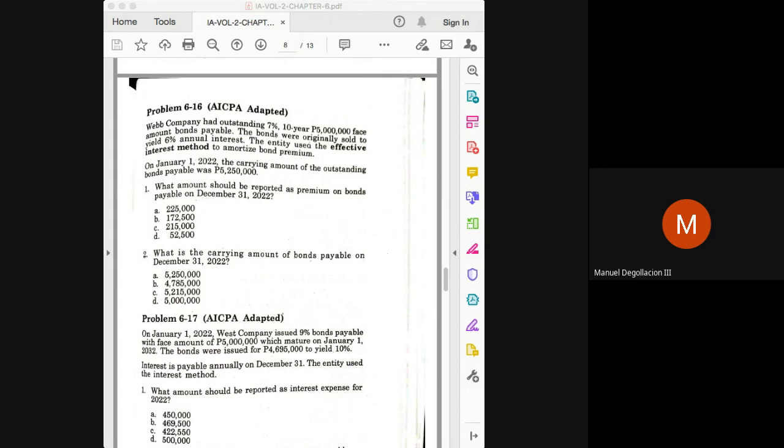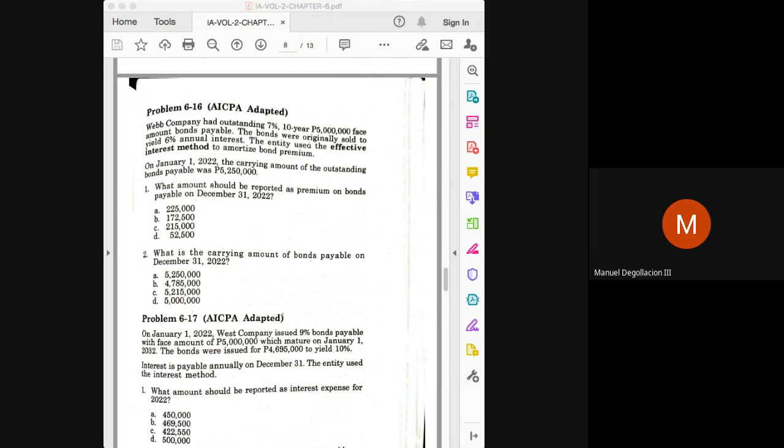Under the effective interest method, the amortization was 35,000, but under the straight line method, for year one, it is 25,000. Okay, and then knowing that the amortization of the premium is 25, we would then be able to solve for the correct amount of interest expense. Okay, so again, you treat the amortization of the premium as a reduction to your interest expense.